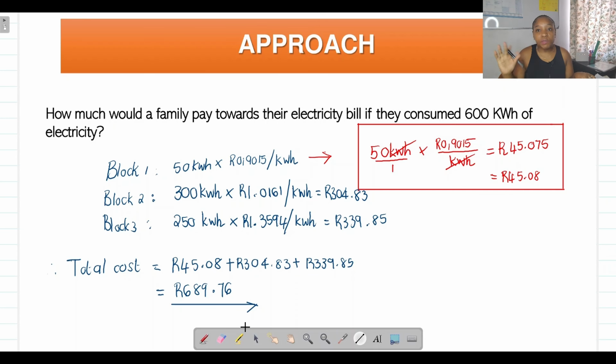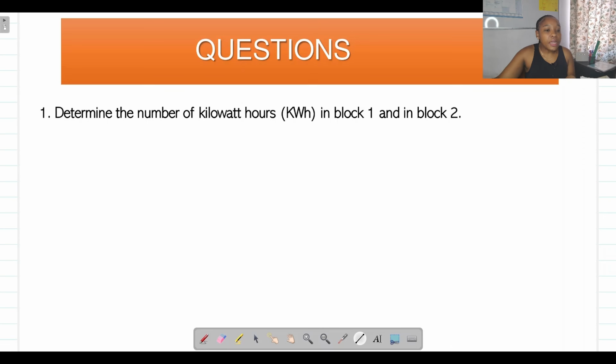Okay, so that's basically the approach. I was just giving you guys the approach that you basically need to use when you're analyzing these types of questions. Let's just move on to the next question. Question number 1, right? So that was just me helping you guys with the approach to the question. So now let's just dive into the questions. Let's just look at these questions, okay?